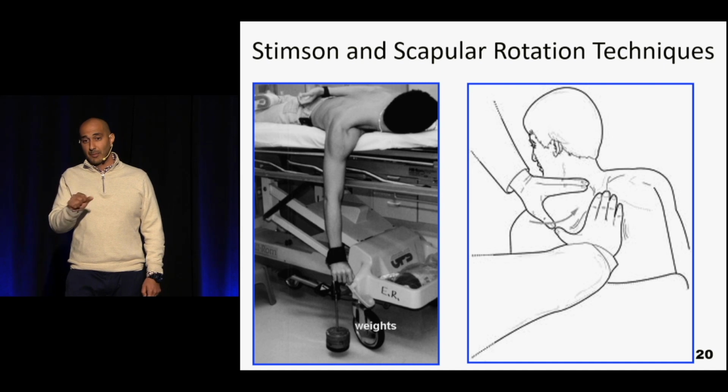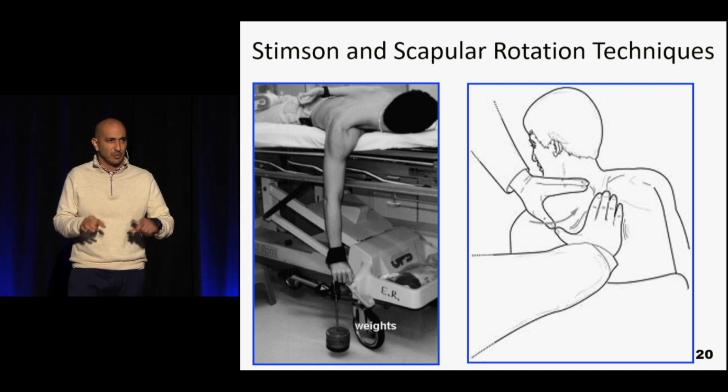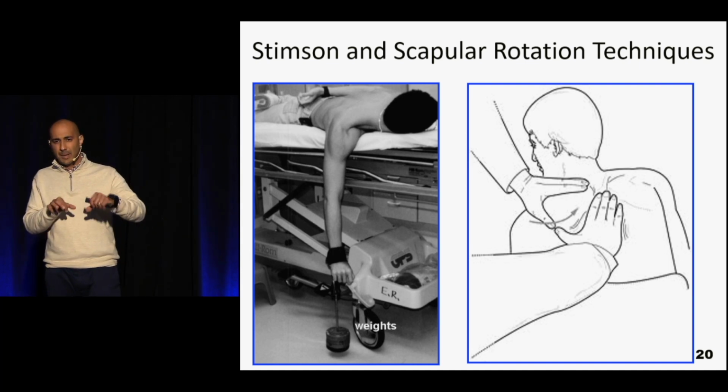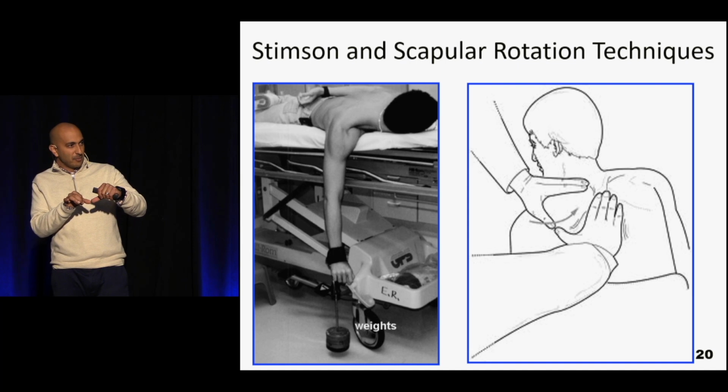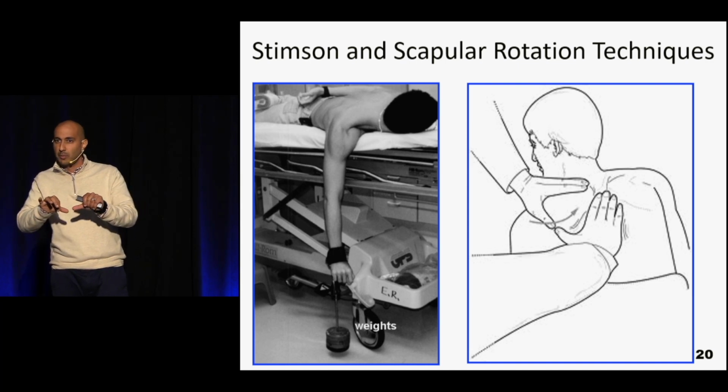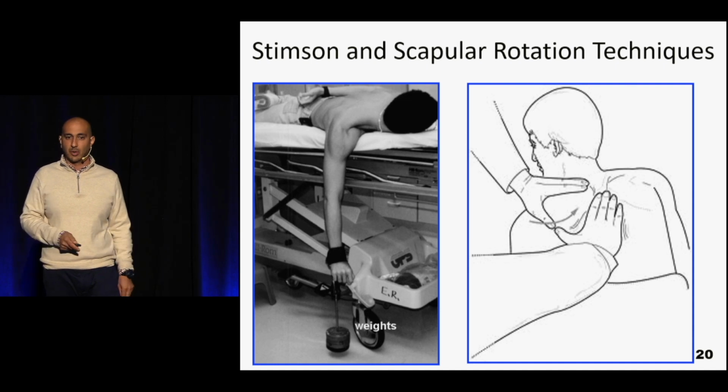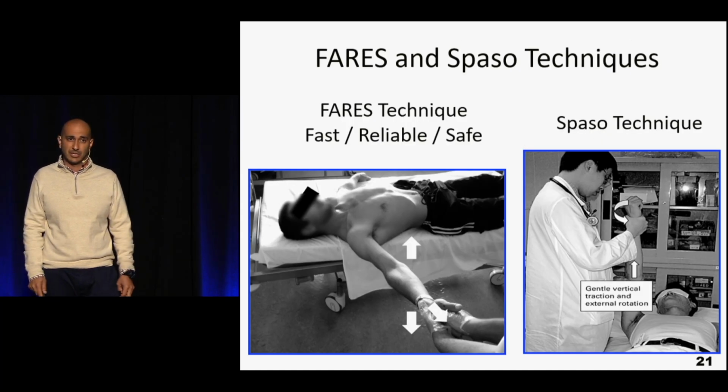And then you can combine that, or separately just do a scapular rotation. I have intermittent success with scapular rotation, but the way it tends to work is if you can feel the inferior tip of the scapular spine, you want to really move that medially the way that it's shown in this photograph. So the Stimson and scapular rotation are a couple of potential techniques.